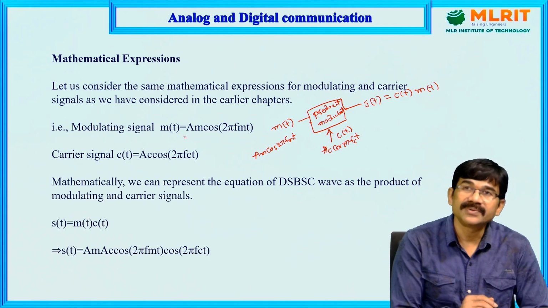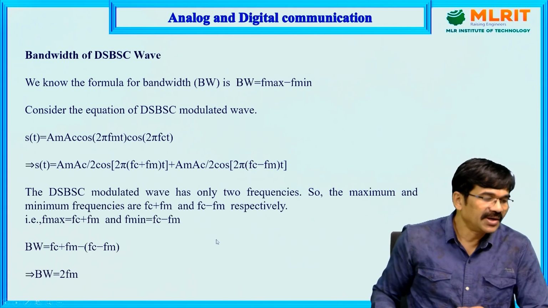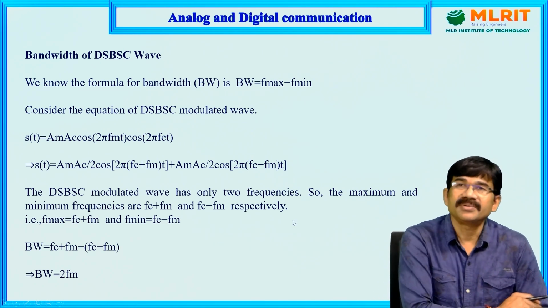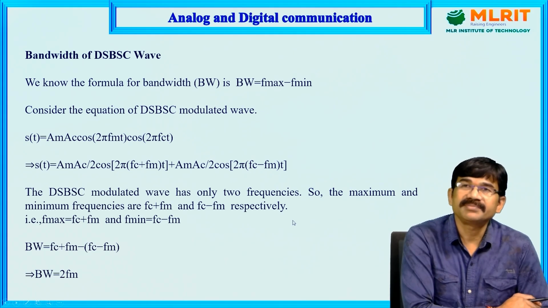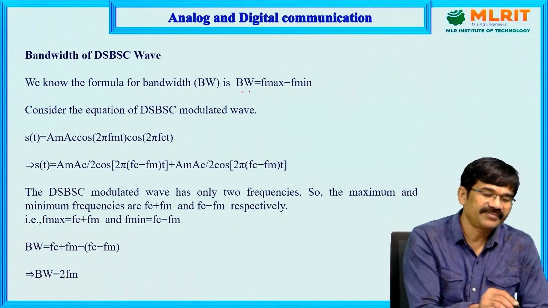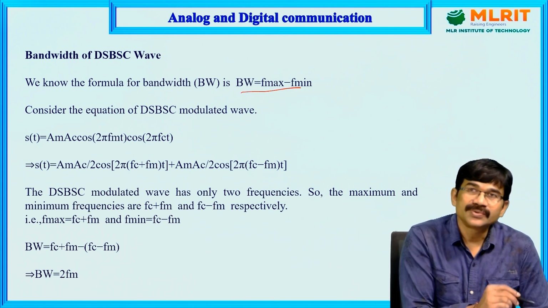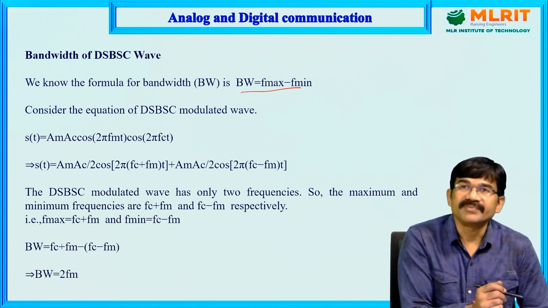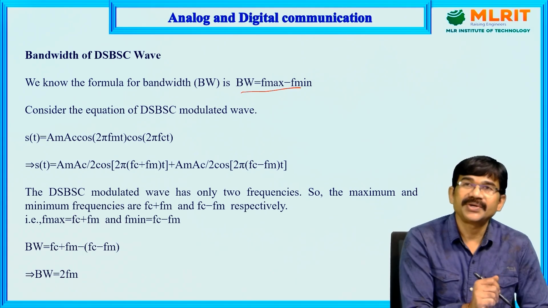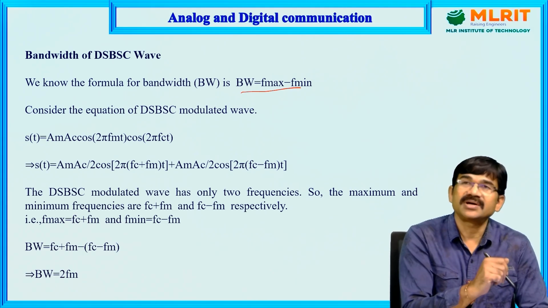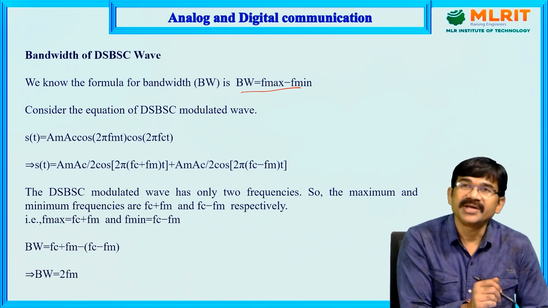So now let us calculate the bandwidth. Already we have calculated the bandwidth for the AM. What is the formula we have used there? Bandwidth is equal to f max minus f min. So in the DSBSC, what is the f max and what is the f min? To know the formula for f max and f min, what are the components it is containing?